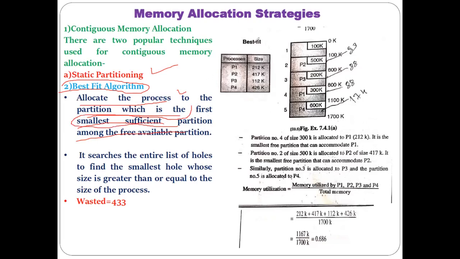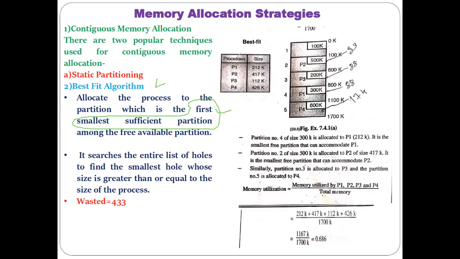See here. Best fit: allocate the first smallest sufficient partition among the free available partitions. Our operating system searches the whole list of holes, or whole memory partitions, which are available, and chooses the partition according to the best fit, the first smallest sufficient partition.